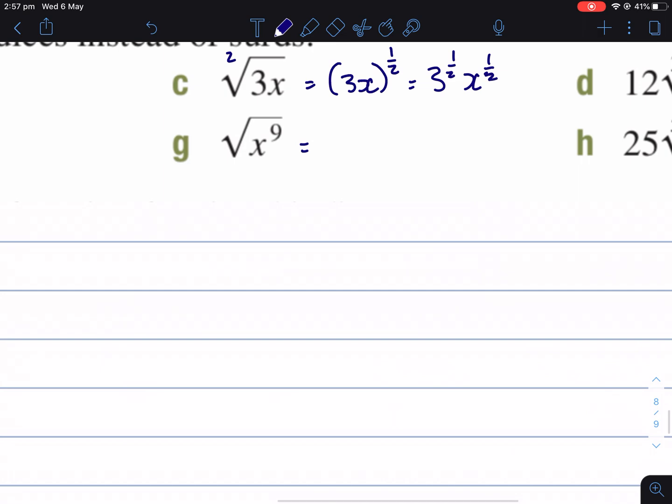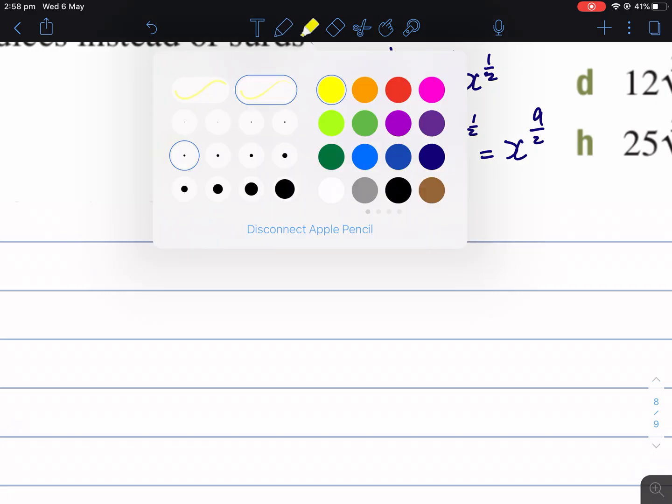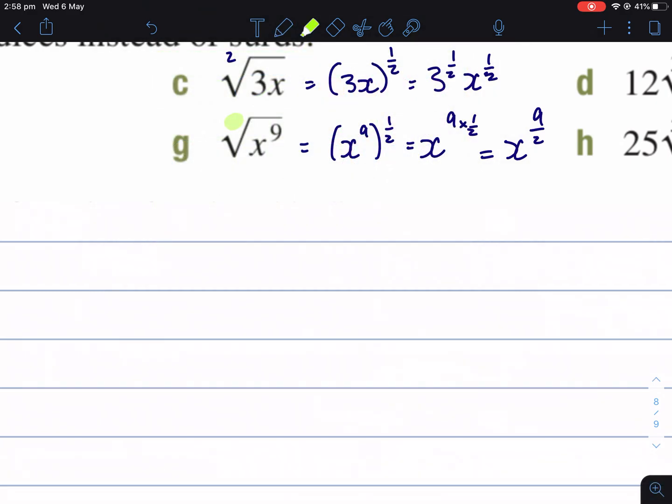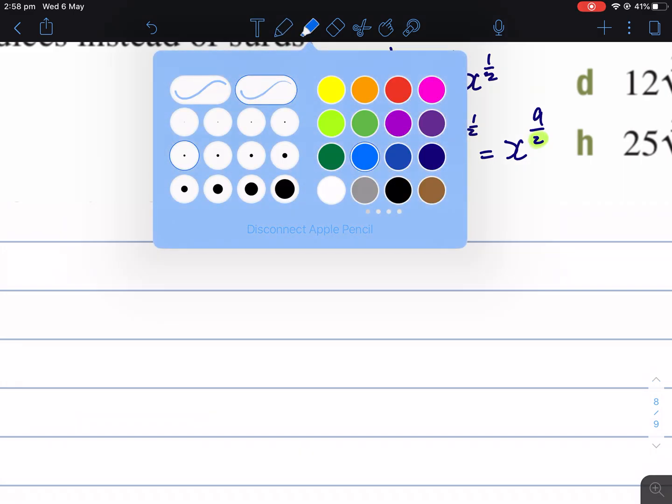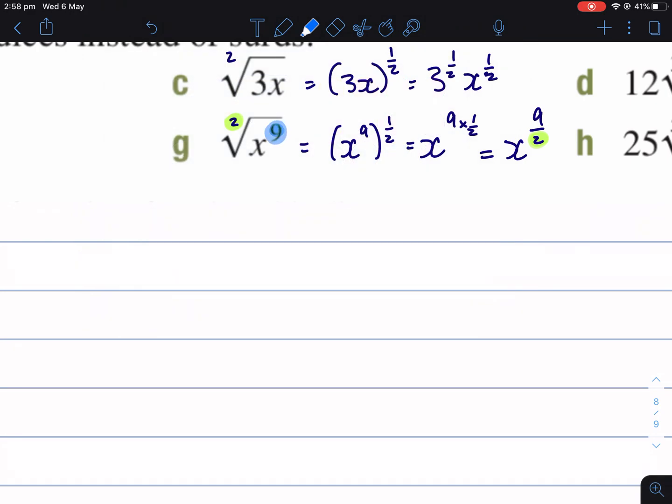And this is the same as x to the 9 to the half, which is x to the 9 times a half. So it's x to the 9 on 2. It's always the number out here that goes on the bottom, and that's a 2 when there's nothing there. And it's always the number in here that goes on the top.